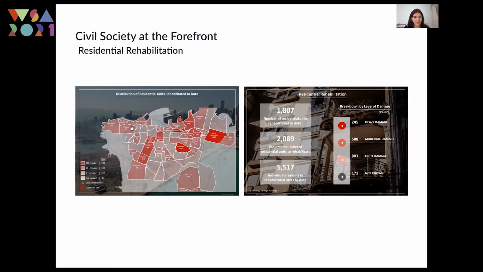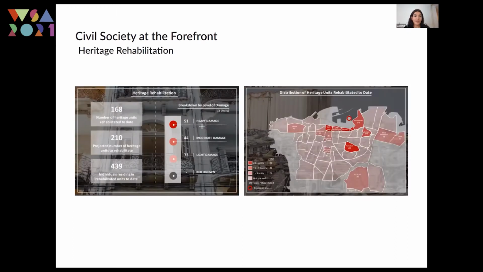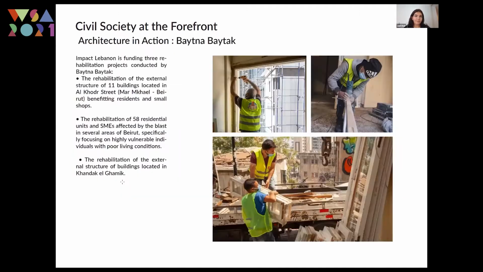And this is a map of the distribution of the units, as well as the level of damage that they had experienced before the rehabilitation. On top of that, seeing heritage as crucial to Beirut's identity and character, 168 heritage units were rehabilitated to date, with 210 being the projected number to expect, as well as giving homes back to 439 individuals which resided in these units previously, many of which having resided in them before the civil war even.